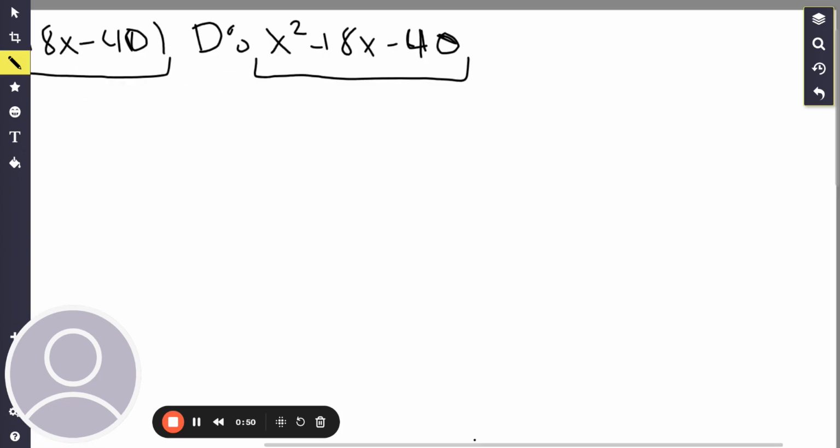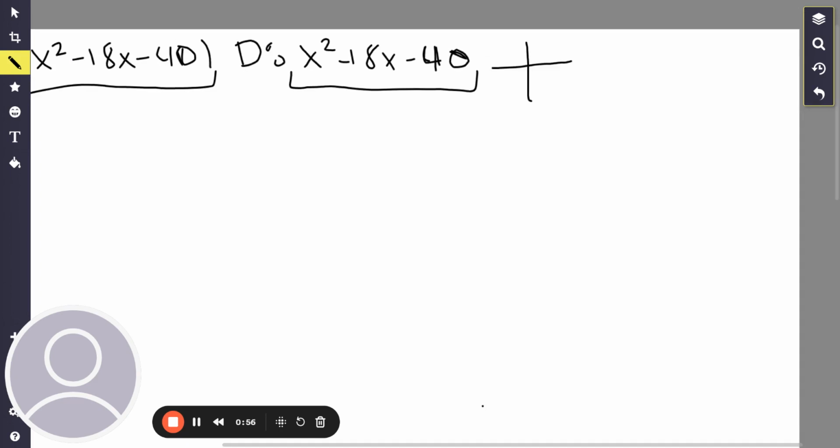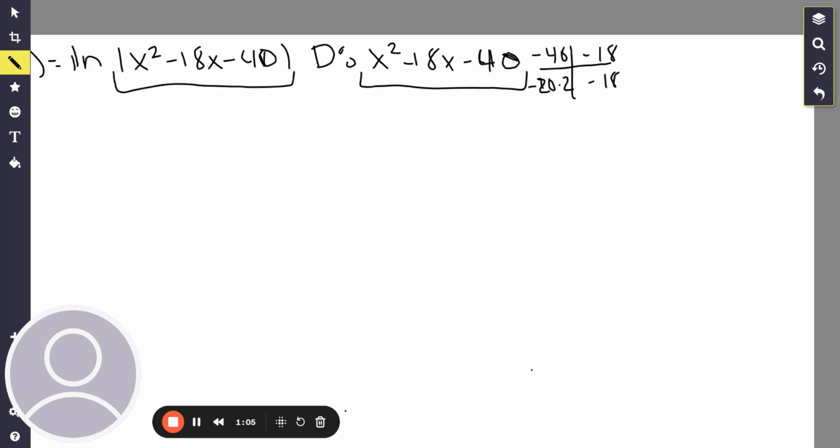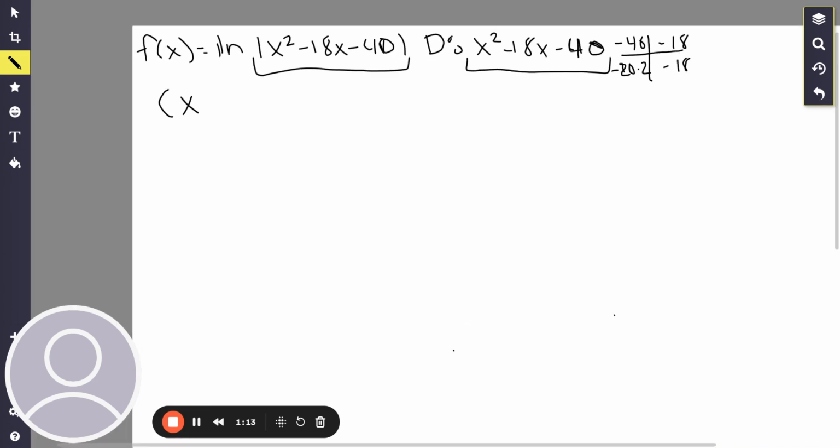So we're going to use the AC method. So we're going to have negative 40 and negative 18 right here. And we find that negative 20 and 2 multiply to get negative 40 and add to get negative 18. So then we're going to have x minus 20 times x plus 2. And we're going to set those equal to 0. And we get that x cannot equal 20 or negative 2.